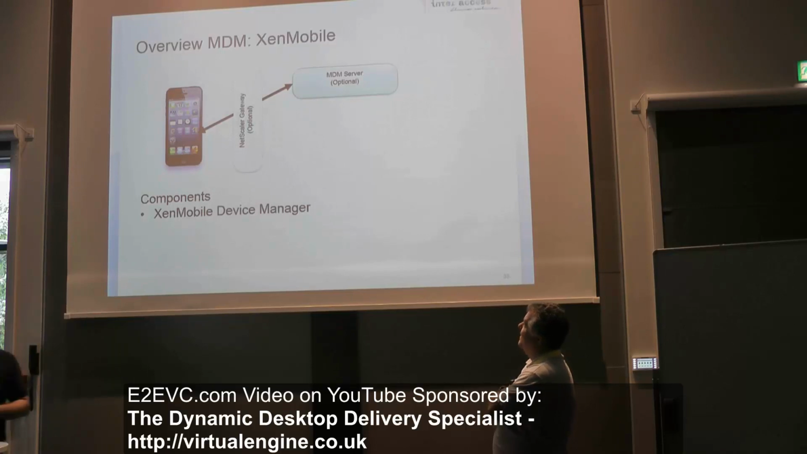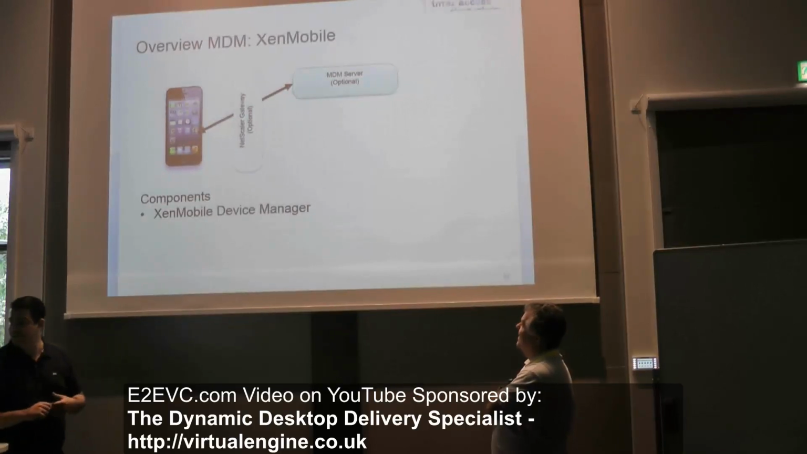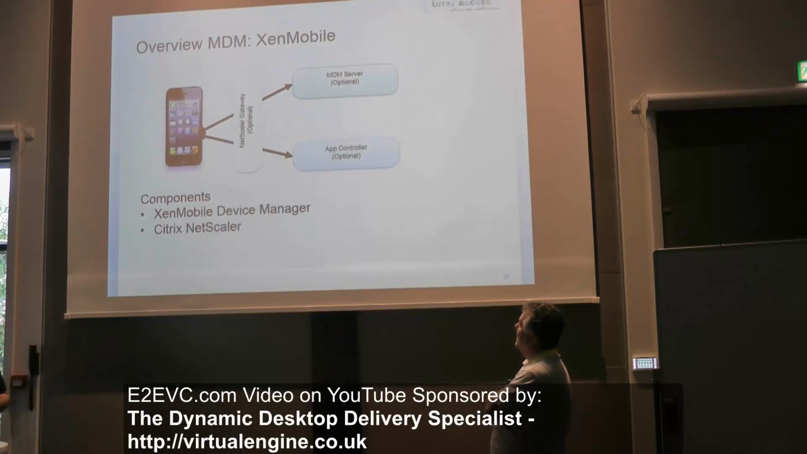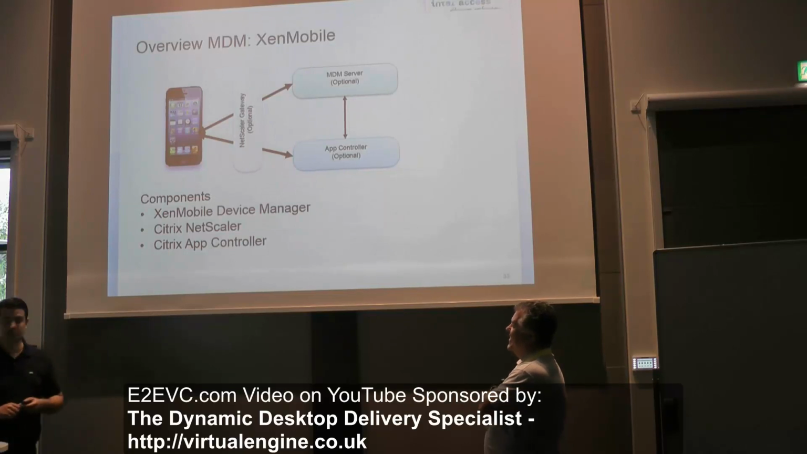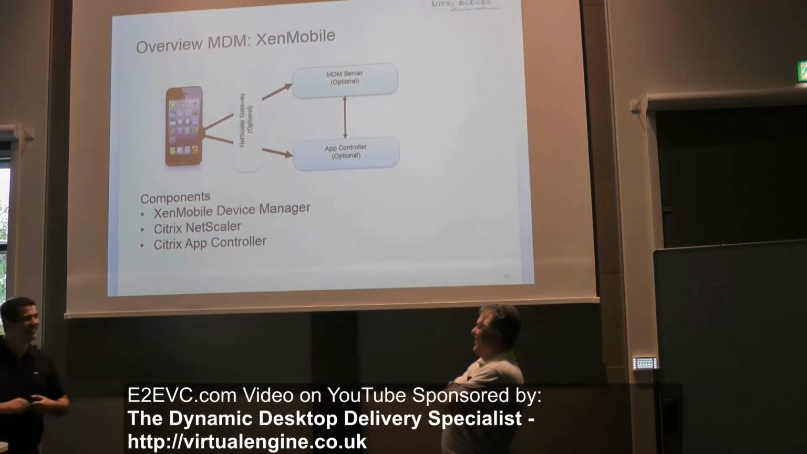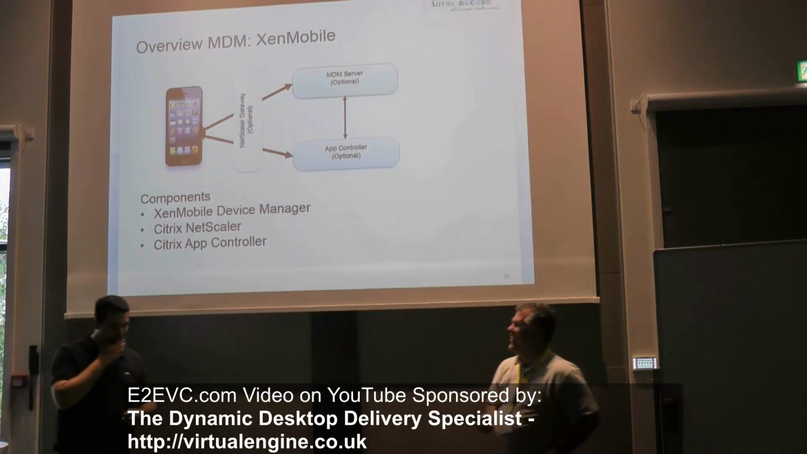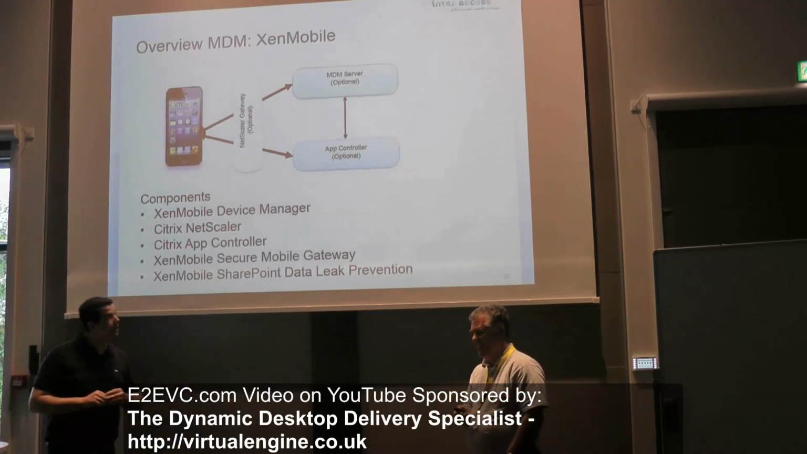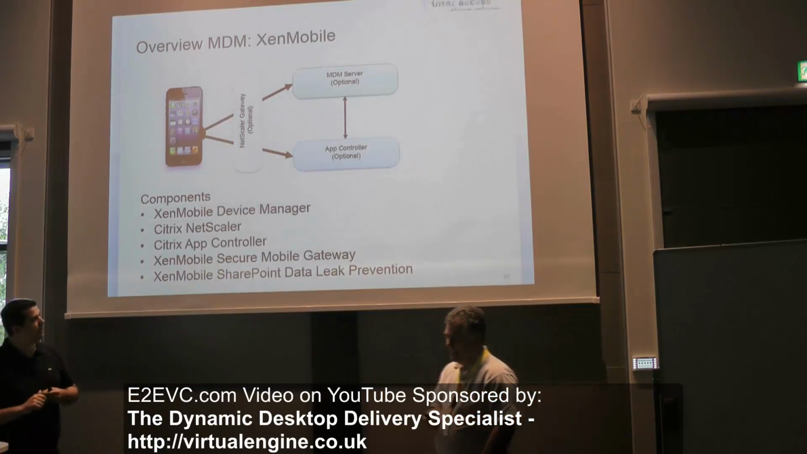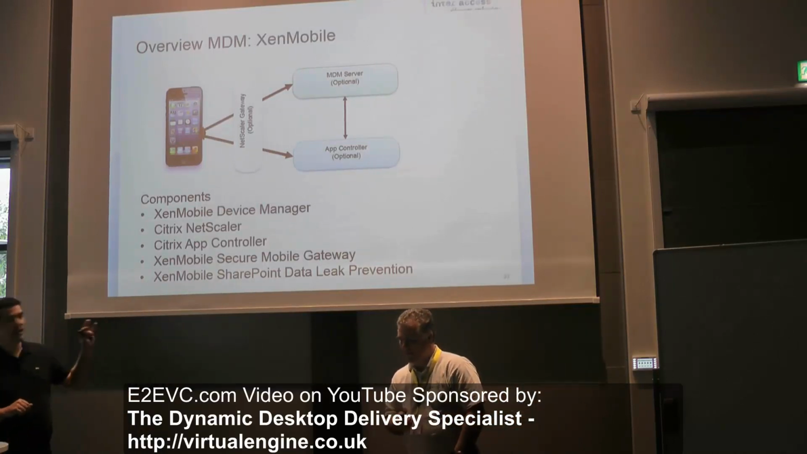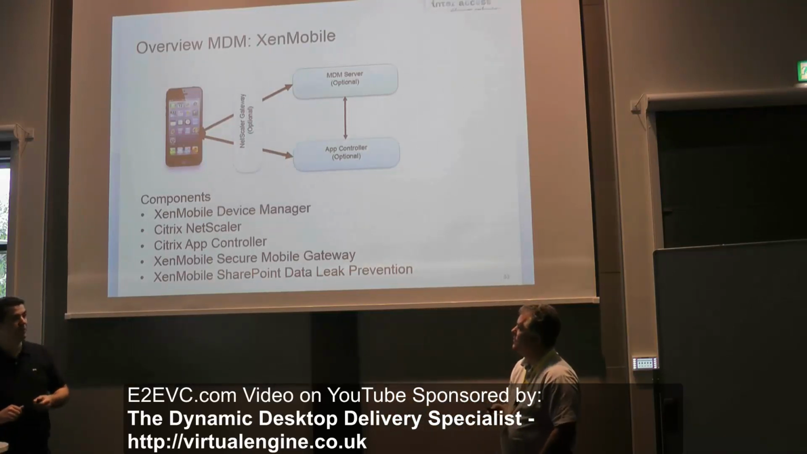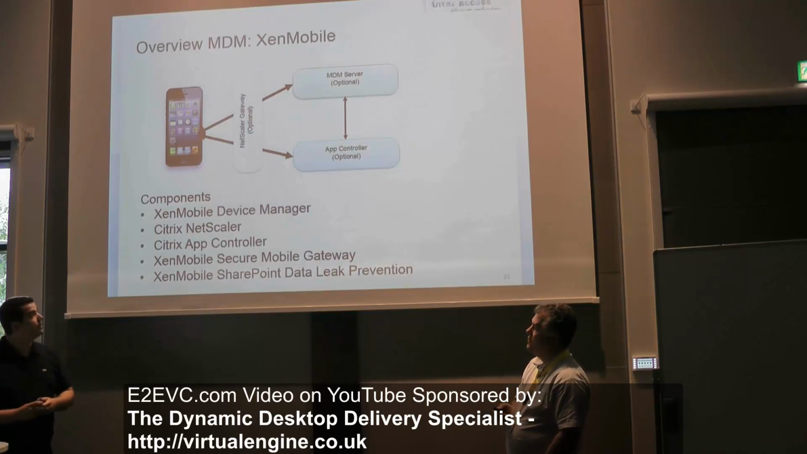A NetScaler, because Citrix wants to sell NetScalers. And an app controller. You only need an iPhone. And you need an iPhone. Right. The rest is optional. The iPhone is mandatory. And you could add the secure mobile gateway and the SharePoint data leak prevention. The secure mobile gateway is for email, and the SharePoint data leak prevention says it all.